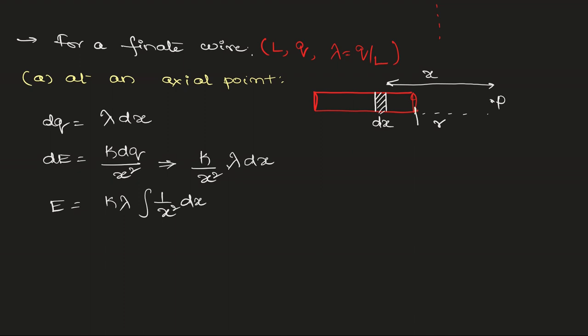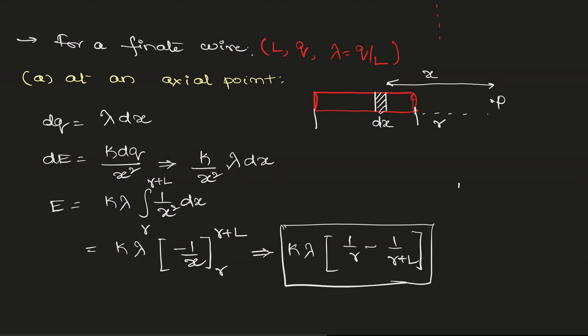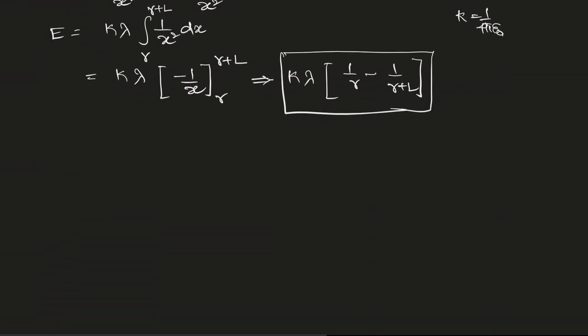So the closest point is at a distance of r and the farthest point will be at a distance of r plus l. So we can write it like this: k lambda integration of 1 by x square dx, and the integration limits are from r to r plus l. So from this it will be k lambda into 1 by r minus 1 by r plus l. Here k value is 1 by 4 pi epsilon naught. So this kind of question we can expect at an axial point.